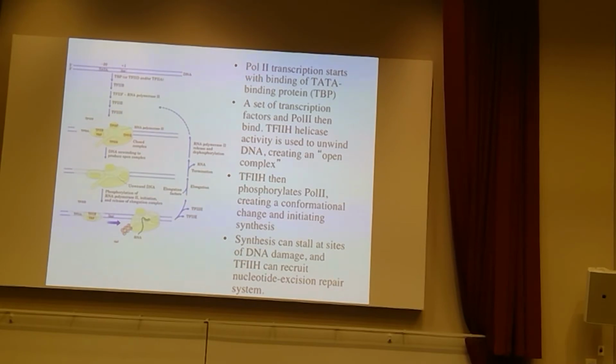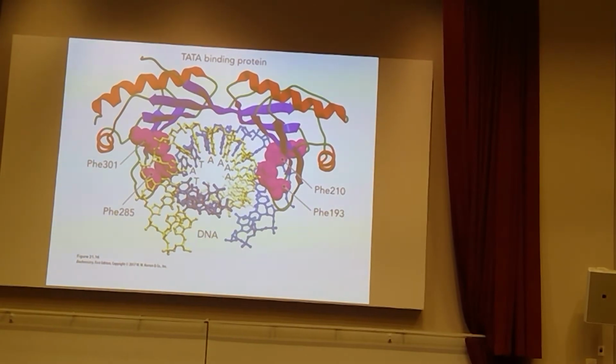And that will be a message for the cell to bring in repair mechanisms that can come in and fix a lot of the chemical damage that's been done to the DNA template. So the polymerase assembly plays two roles: in generating an RNA product and in providing surveillance for DNA damage.